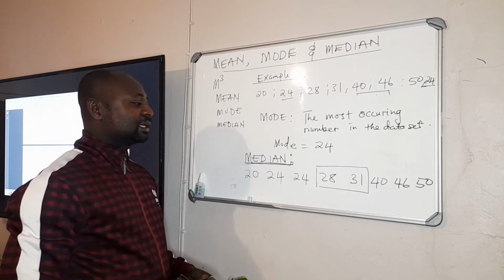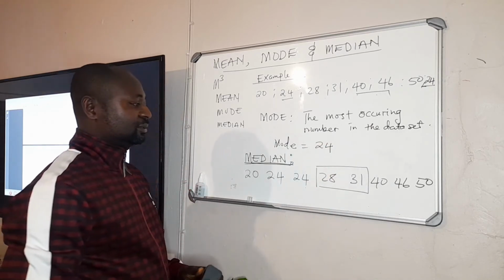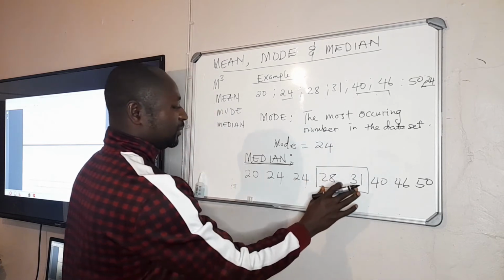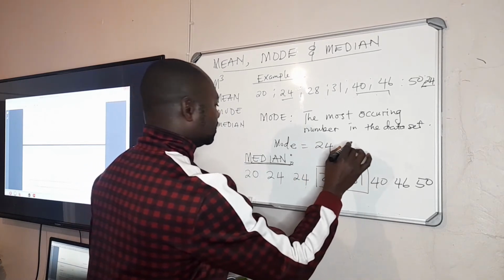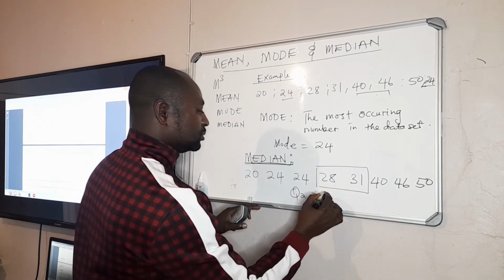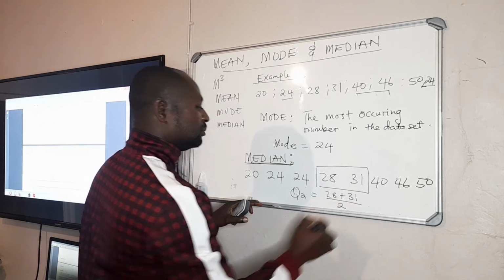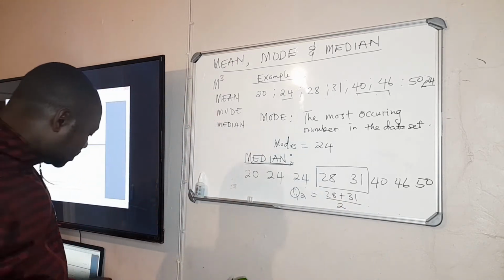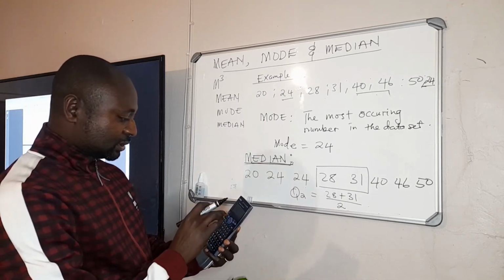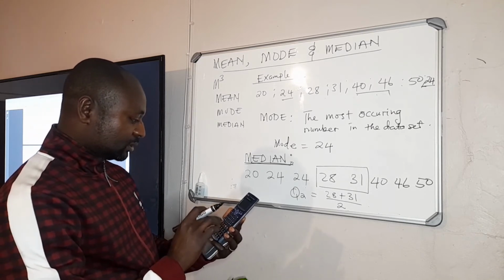So is that our median? No. So what do we do to get our median? You add and divide by 2. So when you have 2 middle numbers, you calculate your median as Q2 equals 28 plus 31 divided by 2. And then you take your calculator and punch in 28 and 31 and divide by 2.